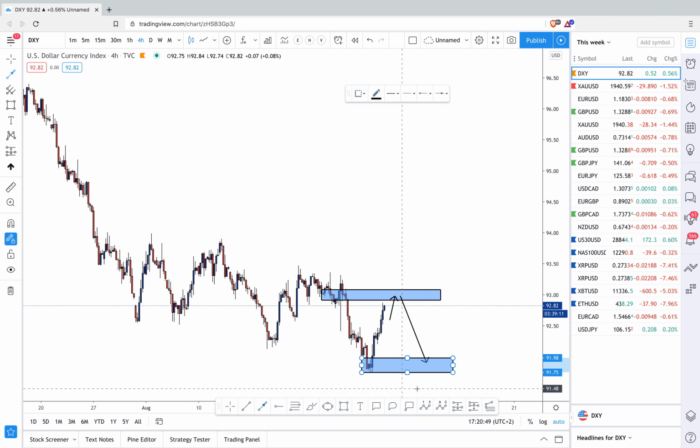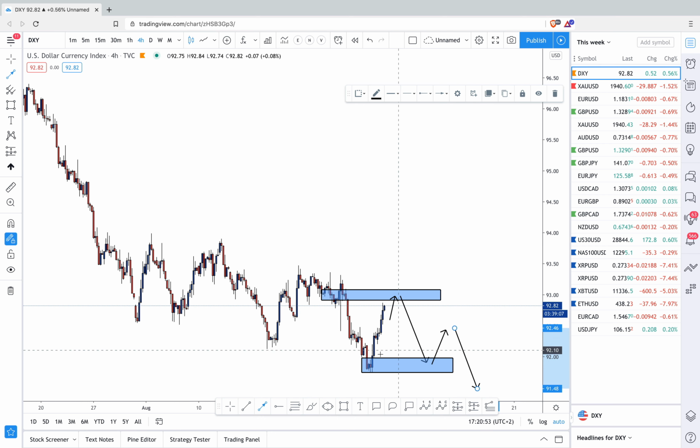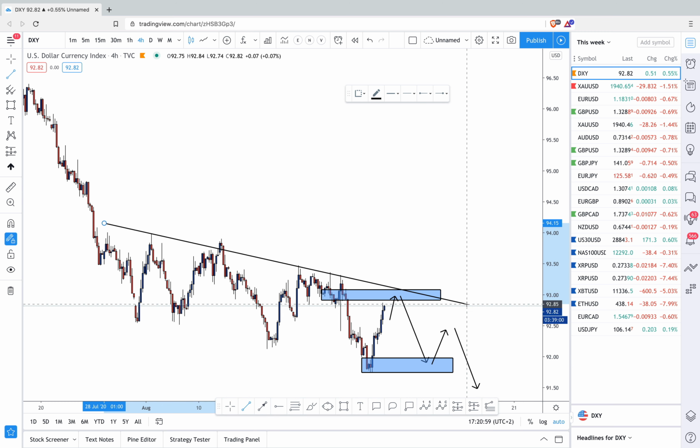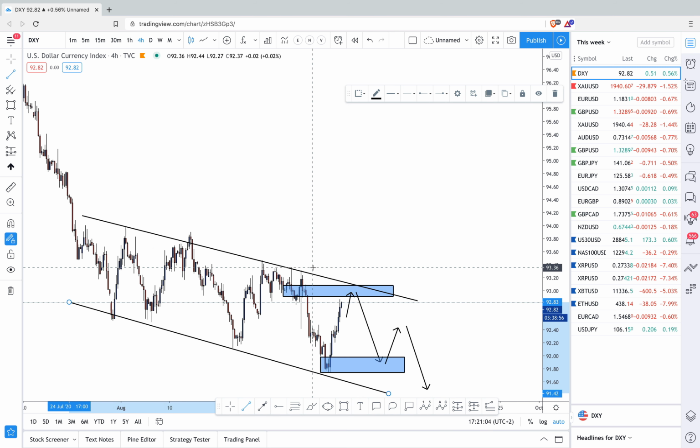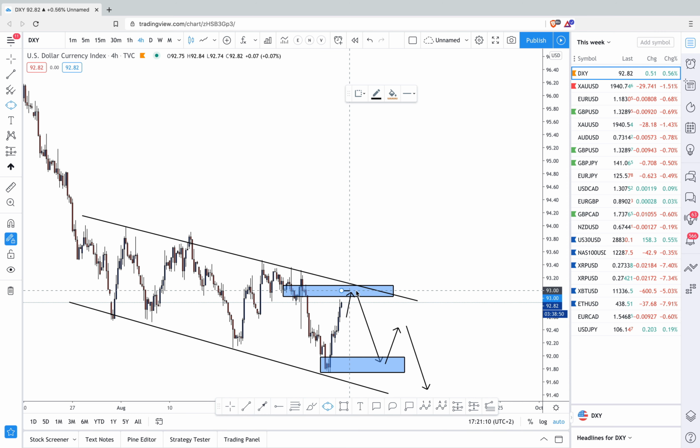Afterwards we may see some corrective move to the upside before we break this lower low structure, creating a new lower low and continuing with this nice downtrend on the DXY. You can also draw this trend channel on the 4-hour, and that's it. That's my DXY analysis. I'm expecting a simply nice drop from the supply zone.